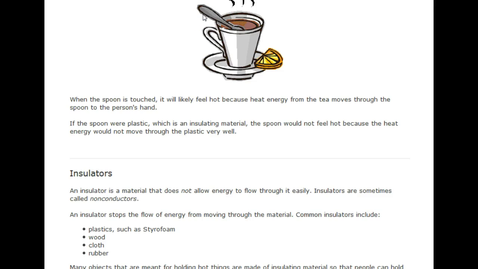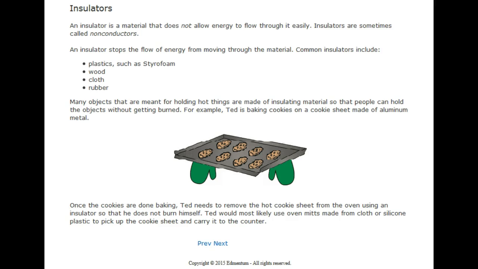If the spoon were plastic, which is an insulating material, the spoon would not feel hot because the heat energy would not move through the plastic very well. An insulator is a material that does not allow energy to flow through it easily. Insulators are sometimes called non-conductors. An insulator stops the flow of energy from moving through the material. Common insulators include plastics such as styrofoam, wood, cloth, and rubber.